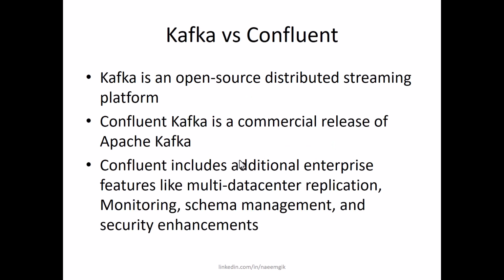Now I'm coming to Kafka versus Confluent. Kafka is an open source distributed streaming platform, while Confluent Kafka is a commercial release of Apache Kafka. Confluent has additional enterprise features like multi-data center replication, monitoring, schema management, and security enhancements. While plain Kafka doesn't provide you monitoring and schema management, etc.